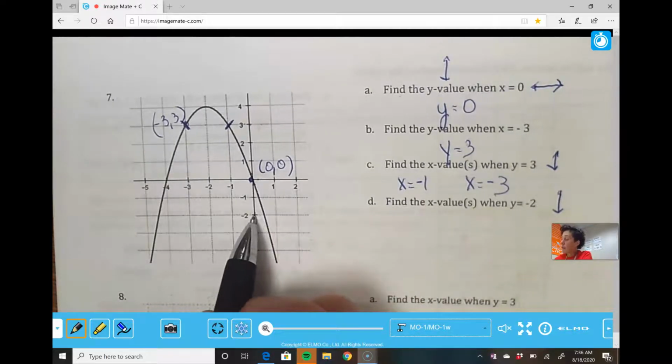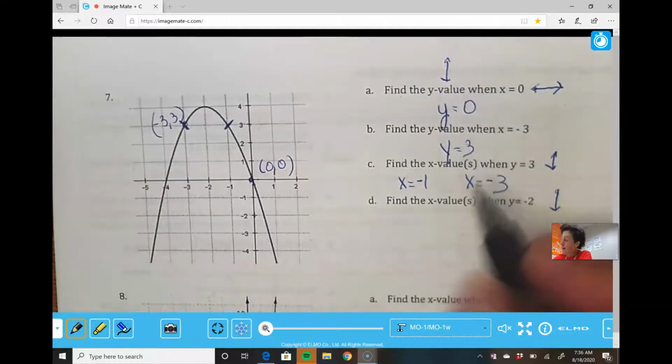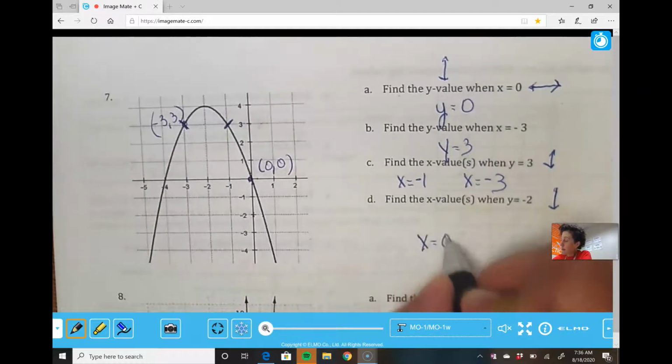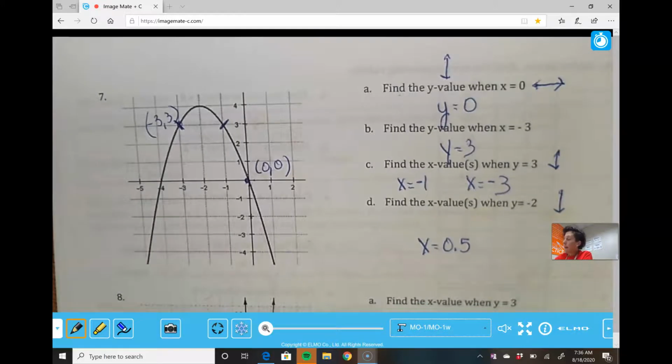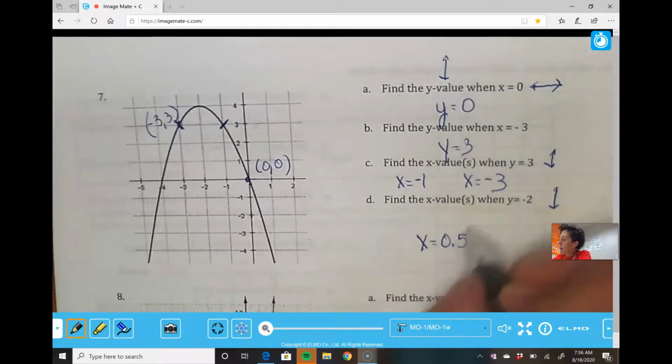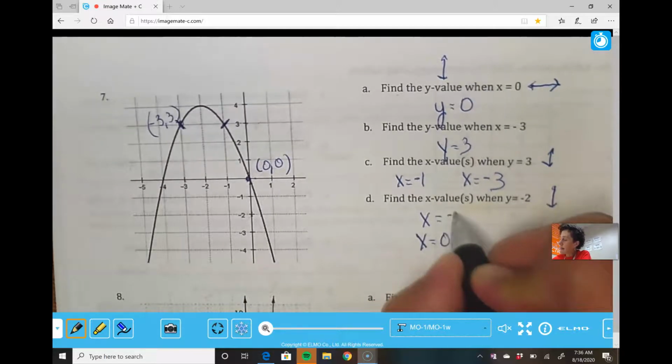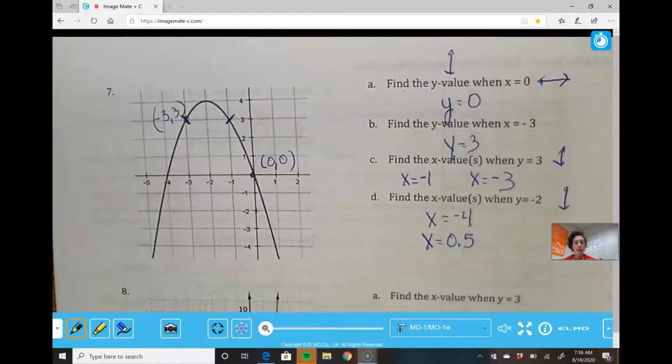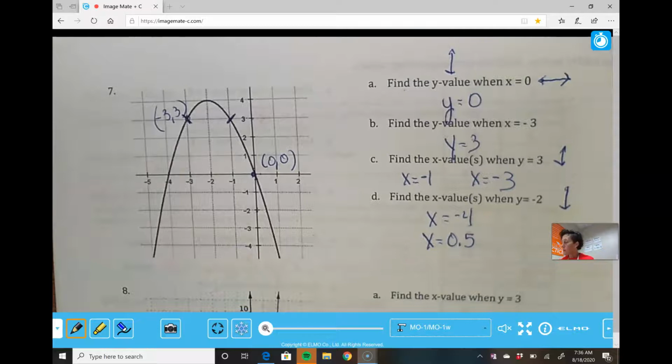And to get to my graph, now I move left or right. So I can go right. That's about a half. So x equals 0.5. And I can also go to the left, 1, 2, 3, 4. So x is -4. And remember, always label your answers. It's x equals or y equals.